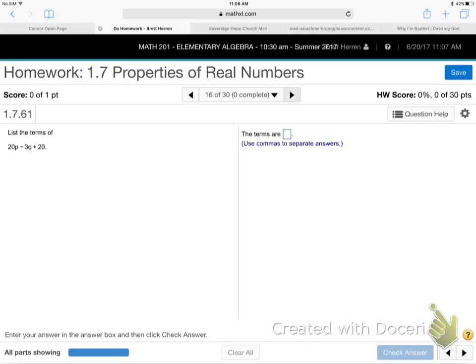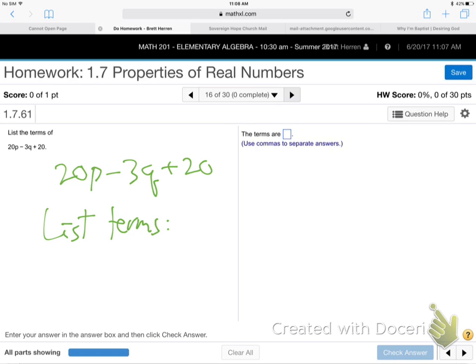All right. So, on this one, when they say list the terms, like 20p minus 3q plus 20, you're like, what do you mean? What do you want me to do? What they literally want is for you to go 20p, comma, negative 3q, comma, 20. It just seems silly. They just want you to list the 3 terms with commas in between. That's all they want. Seems too easy, kind of weird. They just want you to be clear those are 3 different terms.